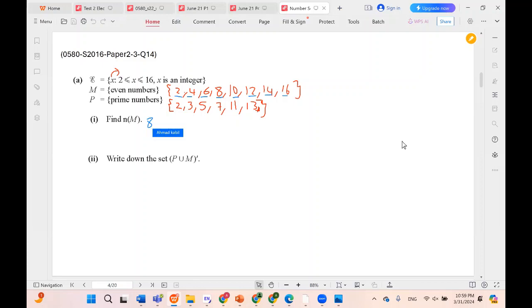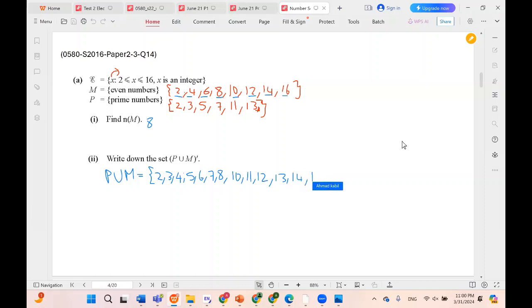Write down the set P union M complement. So let's first write down P union M. So P union M would be all the elements in M and all the elements in P. So 2, 3, 4, 5, 6, 7, 8, and then 10, 11, 12, 13, 14, and 16.